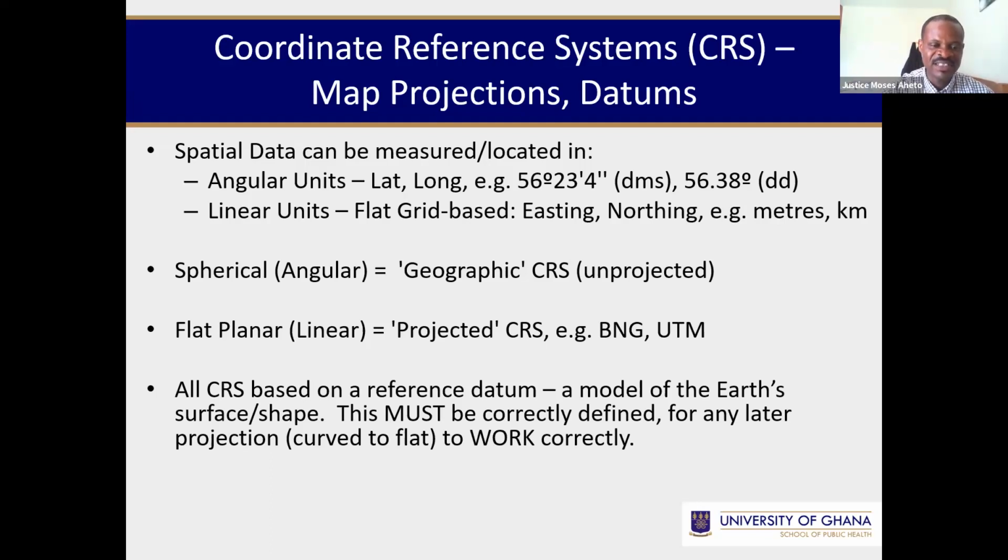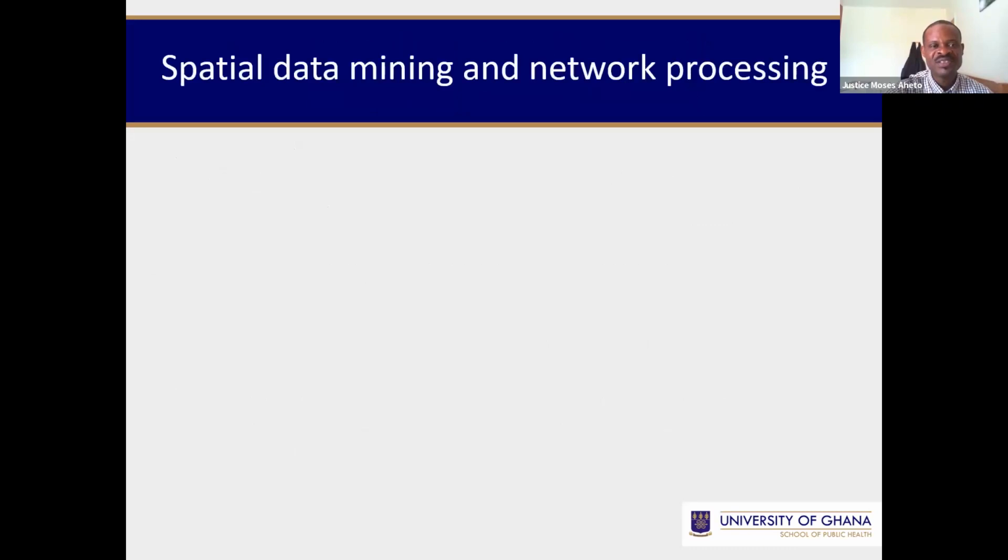In fact, all coordinate reference systems are based on a reference datum. There's a model of the Earth's surface or shape. And in fact, this must be very correctly defined for any later projection, because if you don't do it properly, any later projection might not work properly for you. Okay, so you have to set your coordinate reference systems from day one. If you get any spatial data, you need to find out what system of coordinates this is. Then once you know, you can ask yourself whether you want to keep it or change it to another one for your use. Like I said, maybe in the practical session, we can do something like that.